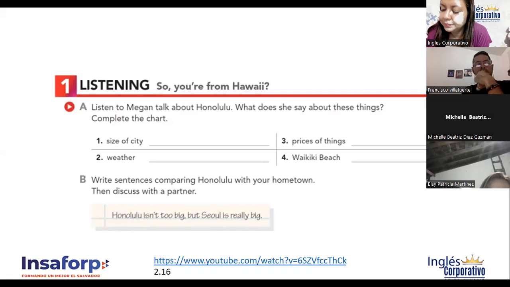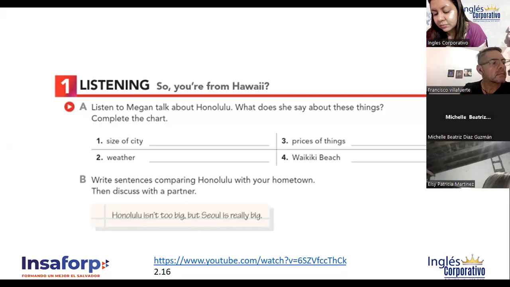So you're from Hawaii, Megan? That's right. Where in Hawaii? I'm from Honolulu, on the island of Oahu. Wow, Honolulu. That's a fairly big city, isn't it? No, not really. It's not too big. The weather is great, though, right? Oh, yes, it is. It's very comfortable the whole year. Warm, but not too hot. I've heard that Honolulu is an expensive city. Is that true? Well, yes, it is pretty expensive. Rents are high, and food is expensive, too. That's because everything comes in from the mainland. What's that beach in Honolulu? Well, Waikiki Beach is really famous. That's where all the tourists go. Yeah, that's it. Waikiki Beach.